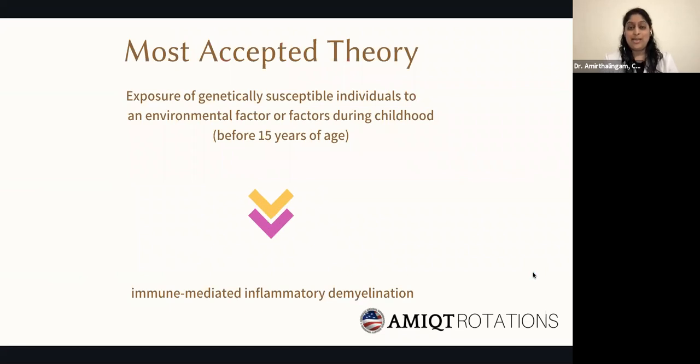So the most accepted theory is that exposure of a genetically susceptible individual before the age of 15 to environmental factors puts them at an increased risk of developing immune-mediated inflammatory demyelination.